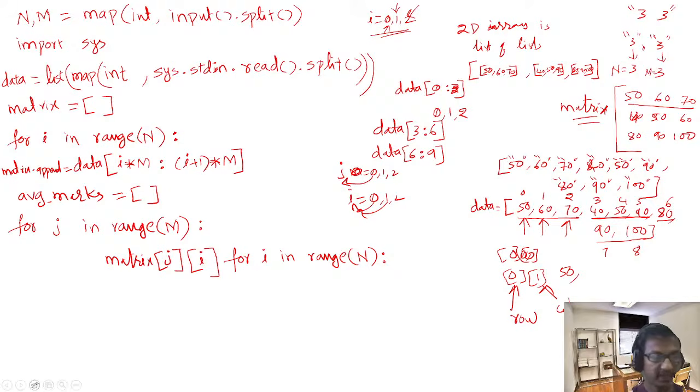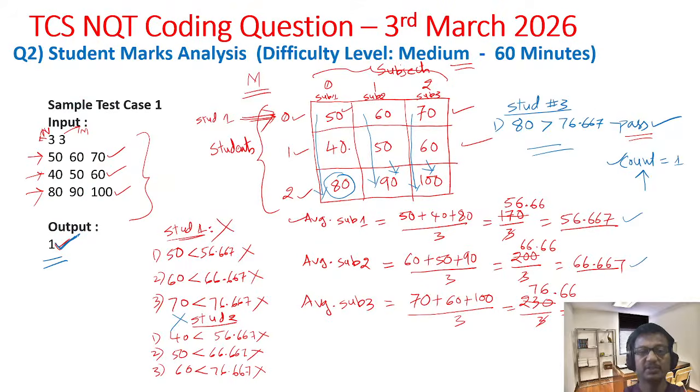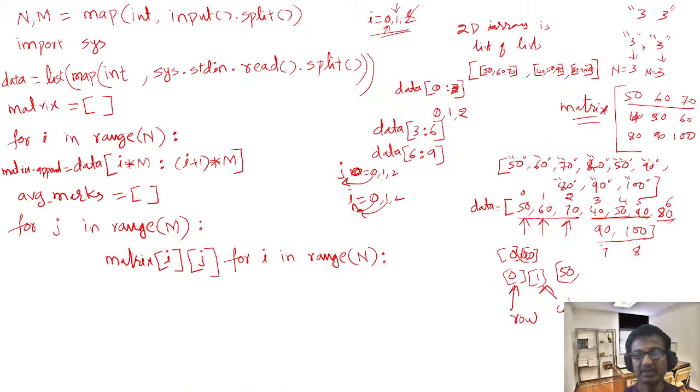Sorry, again I'm writing the same thing. I comma j here: this is the i value and this is the j value. So matrix of 0 0, then you'll get the first 50. Then the i value increments, so i becomes 1. So matrix of 1 0, j value is constant here. Matrix of 1 0 means this 40 you get here. So then you get the next marks, 40.